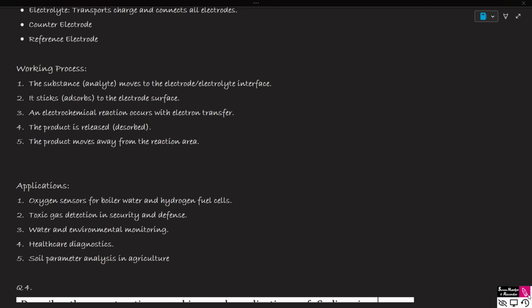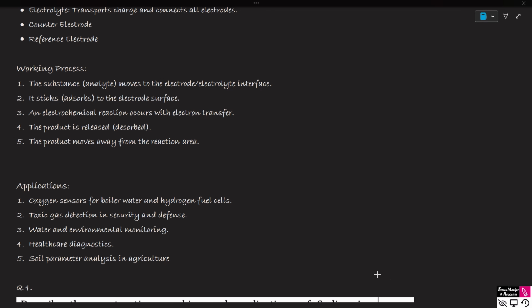Here, application. Where are electrochemical sensors used? Oxygen sensors for boiler waters and hydrogen fuel cells. So it is used in oxygen sensors, and toxic gas detection in security and defense, like the toxic gases that are thrown by the enemy. These are used in defense. Water and environmental monitoring. So to detect chemical increment and decrement in the environment, we also use this. Healthcare diagnosis to measure a patient's health condition. There we are using soil parameters. So the condition of the soil, we are using this. These are the 5 applications. Just remember the key points.